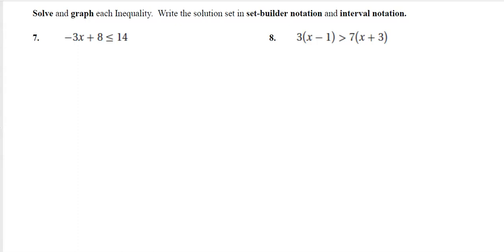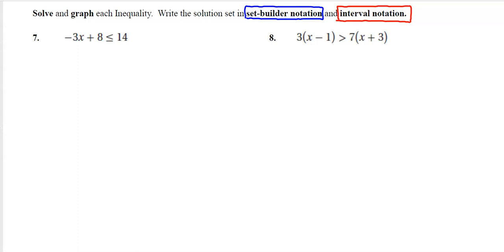All right, solve and graph each inequality. Write the solution set in 2 different ways. So this is something that you're probably not familiar with, so you might want to pay attention. Set builder notation and then interval notation. 2 different animals. I feel like you've probably solved inequalities before, so I don't think that's going to be a huge part of it, but the notation is going to be a little tricky.